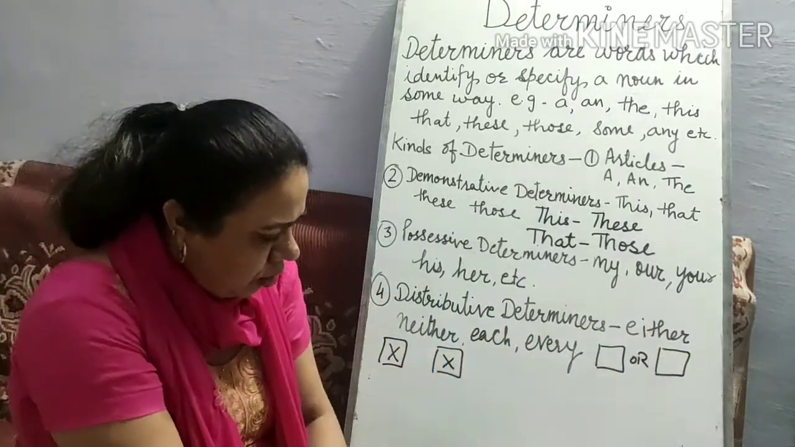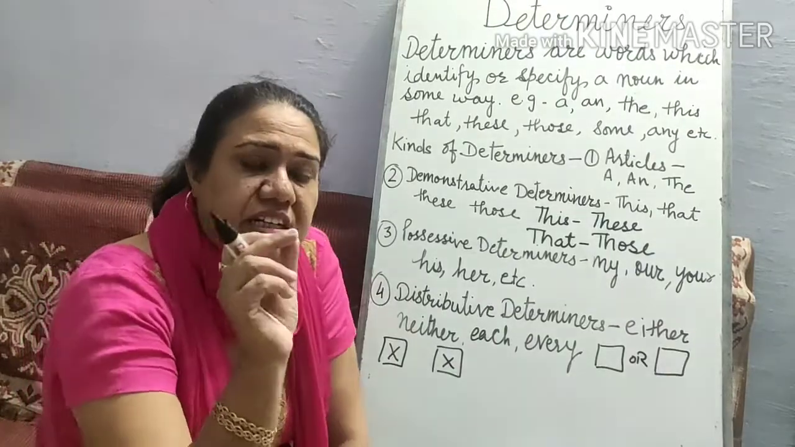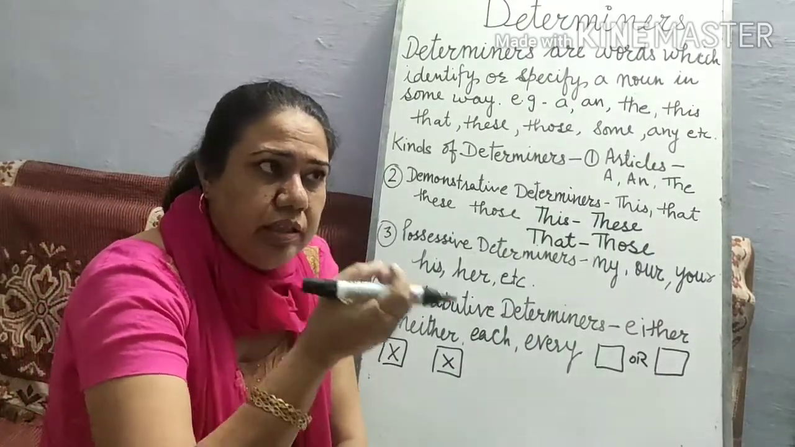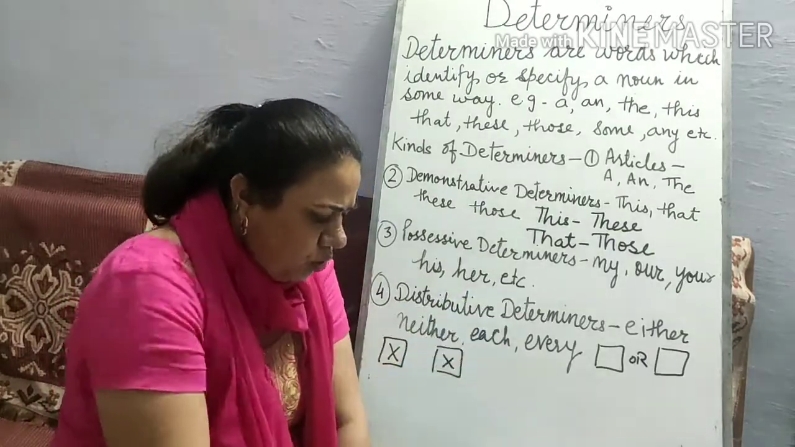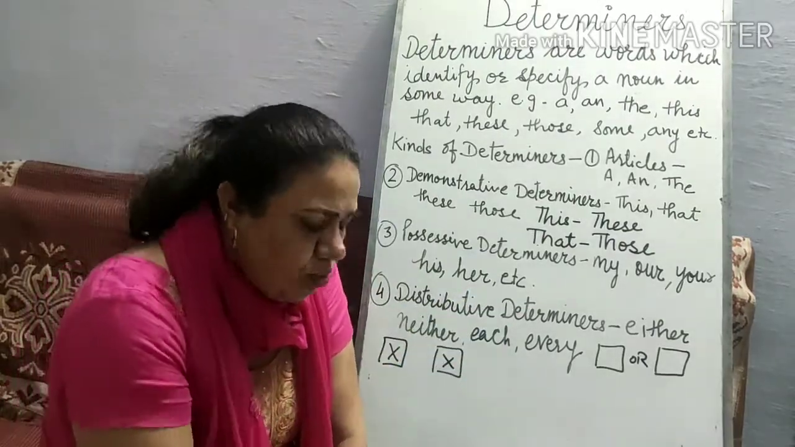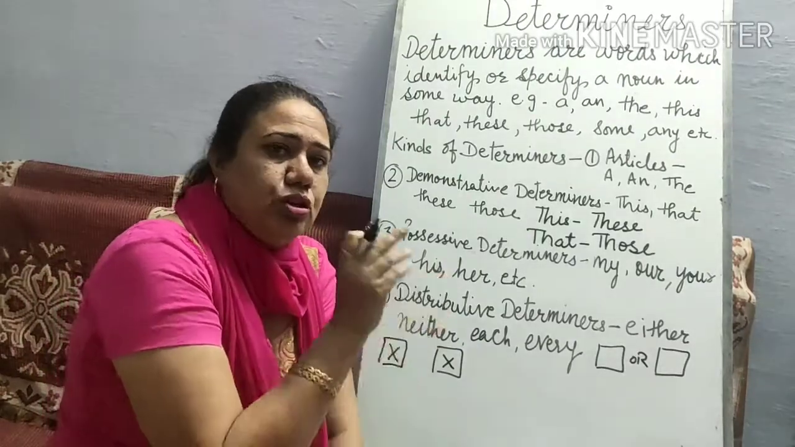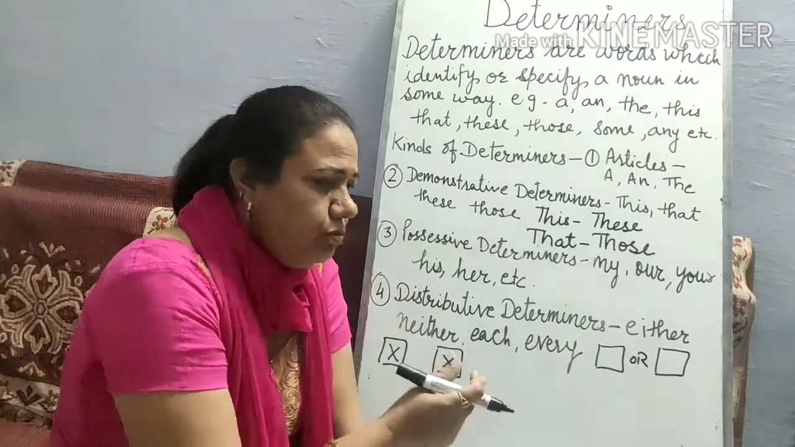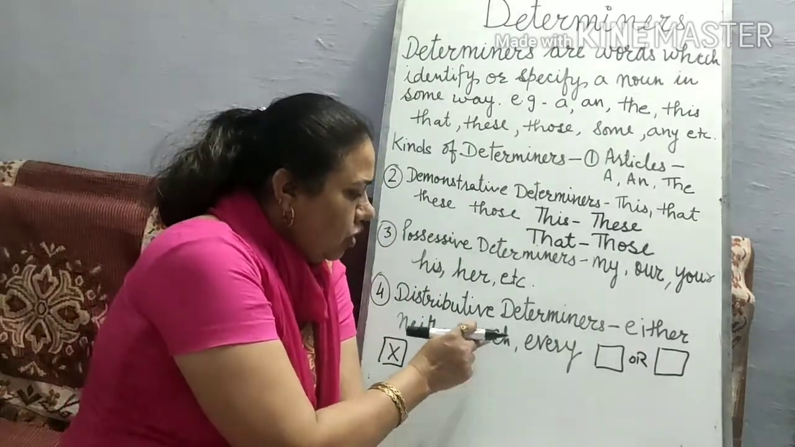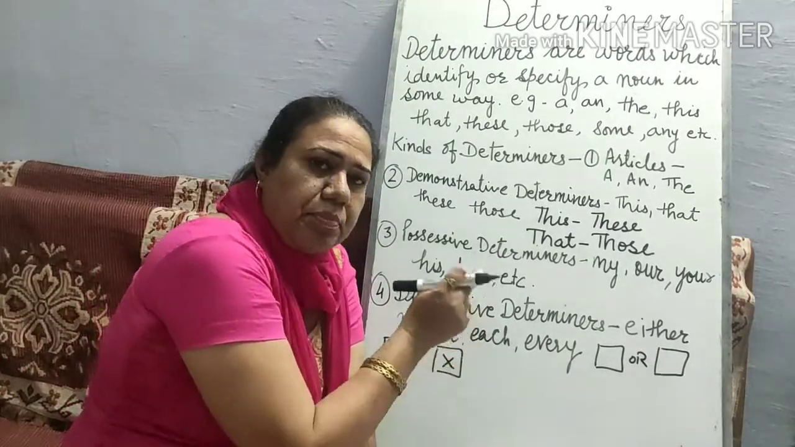Each we take for person, thing separately. When we talk about thing or person separately, then we use the word each. So we say talk to each child separately. Then we use the word each, when we talk about separate things.